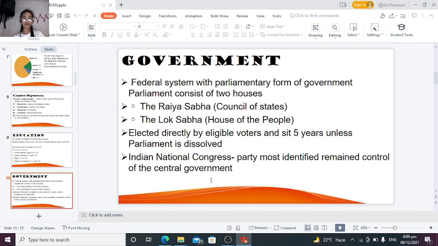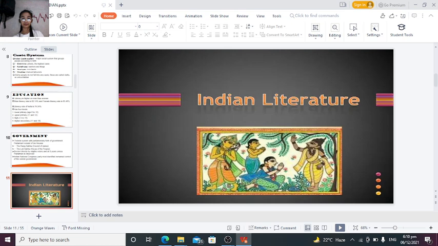In their government, it is a federal system with a parliamentary form of government consisting of two houses. The first one is the Rajya Sabha, or the Council of States, and the Lok Sabha, House of the People, who are elected directly by eligible voters and sit for 5 years unless the parliament is dissolved. The Indian National Congress Party is most identified as having remained in control of the central government.